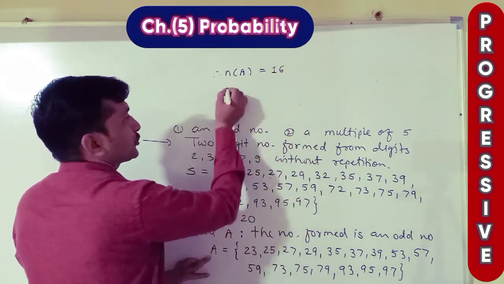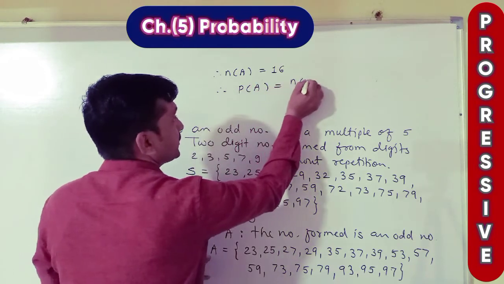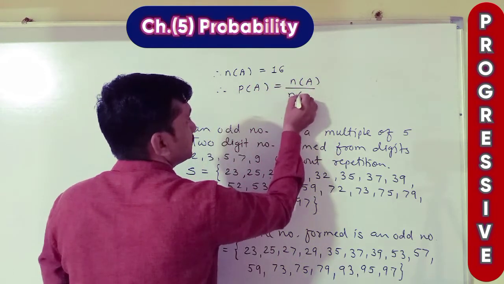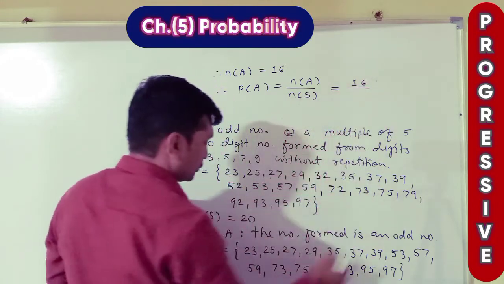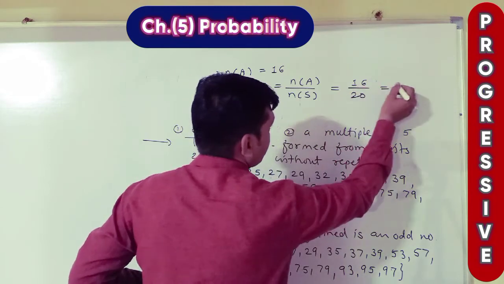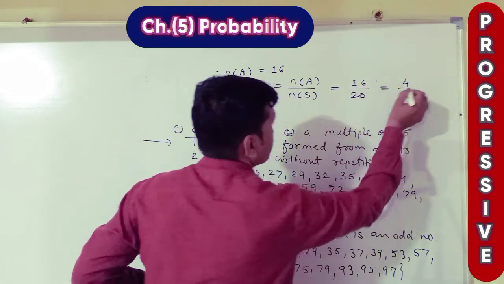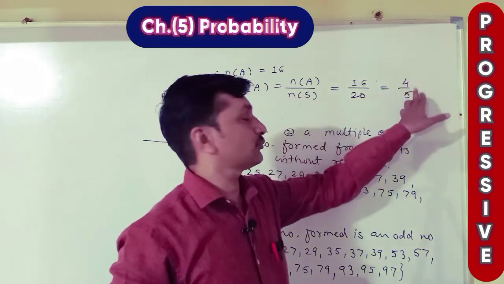And therefore probability we can write here P of A is equal to NA upon NS. NA is equal to 16 upon NS is equal to 20. These are reducible by 4. 4 4s are 16, 4 5s are 20, so 4 upon 5. Therefore probability of A is equal to 4 upon 5.